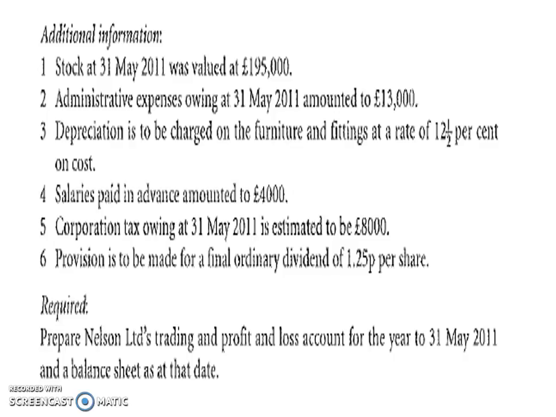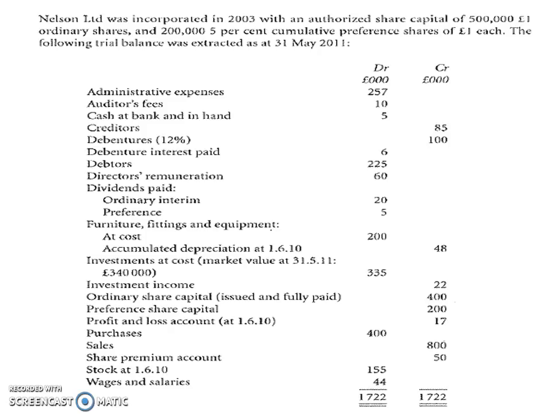But the third element is the bit that people sometimes overlook. The trial balance also contains a lot of important information. For example, you can see there the debentures are described as 12% debentures. And that means that the annual interest rate on those debentures is 12%. So you need to look and see, is the debenture interest paid 12% of the value of those debentures? If it's not, then you need to make an accrual.